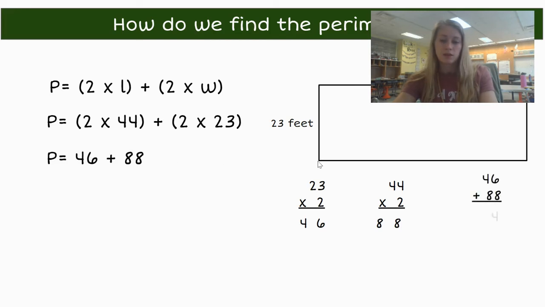Add those together off to the side, and we get 134 feet. Another way to do this would be to add each side, 44 plus 44 plus 23 plus 23, to equal a total of 134 feet.